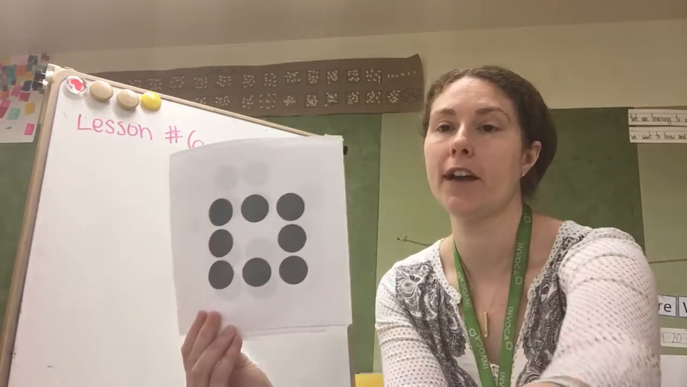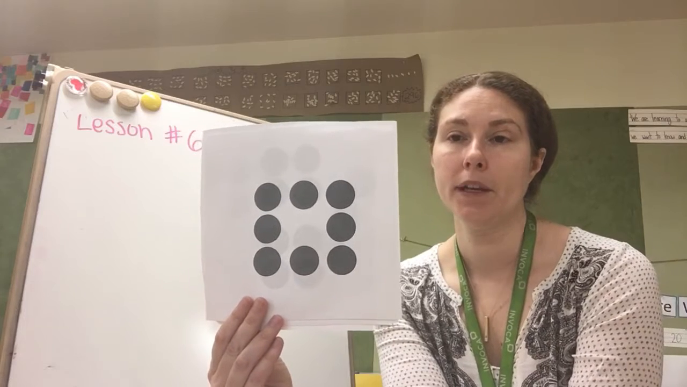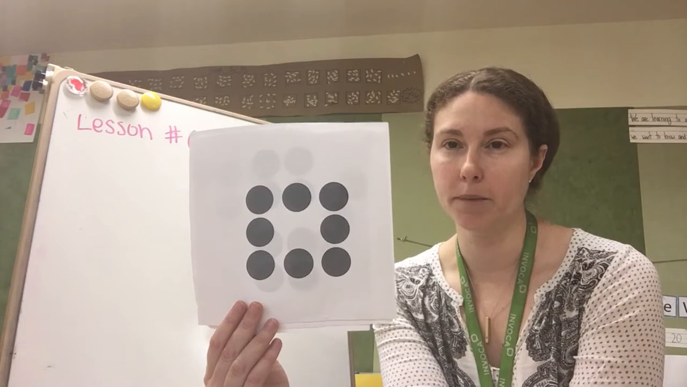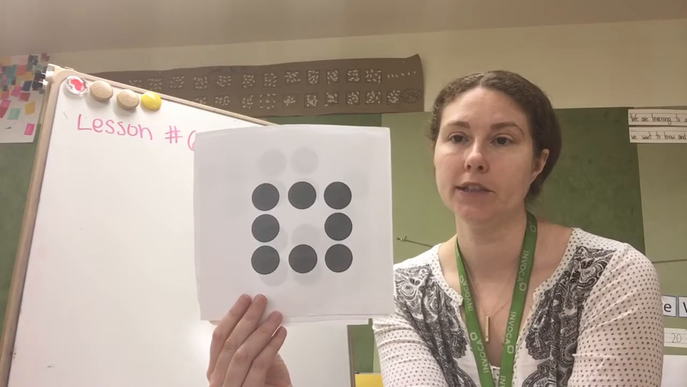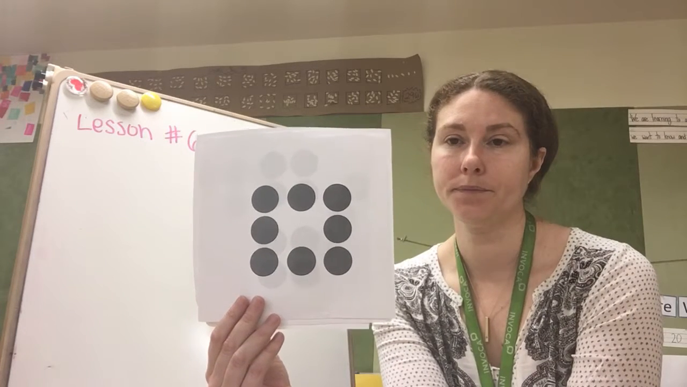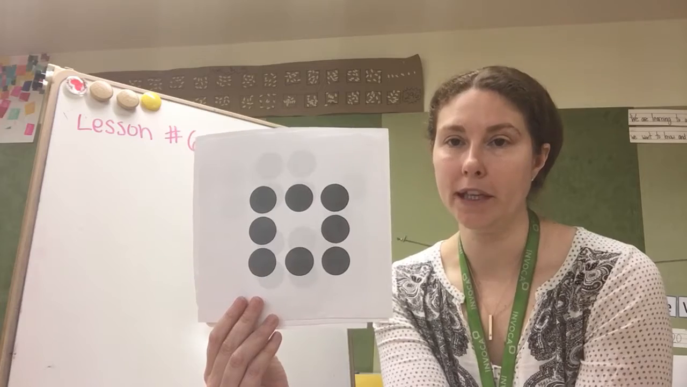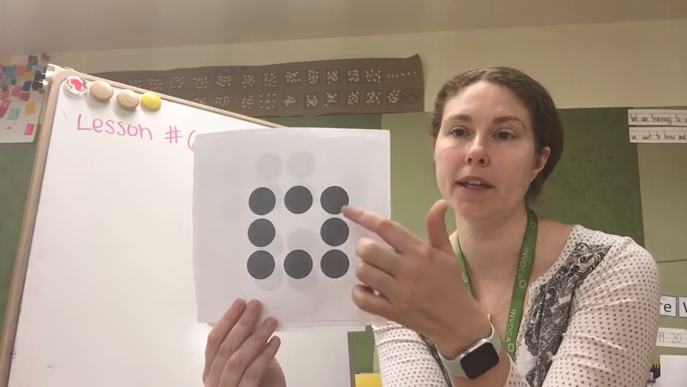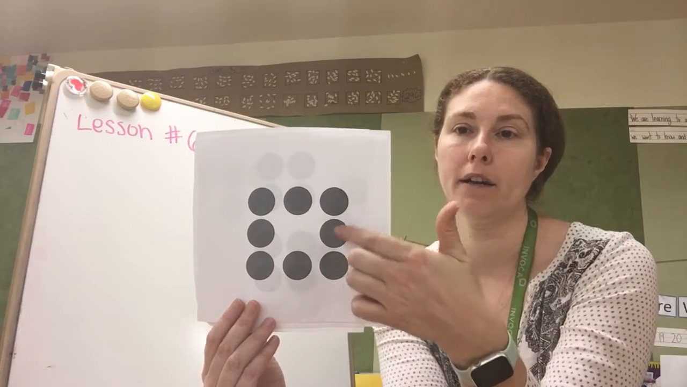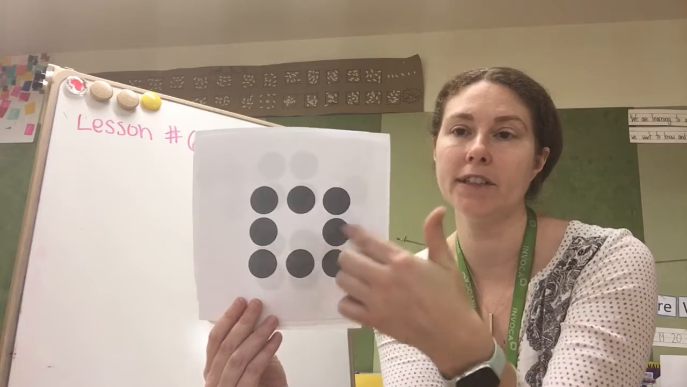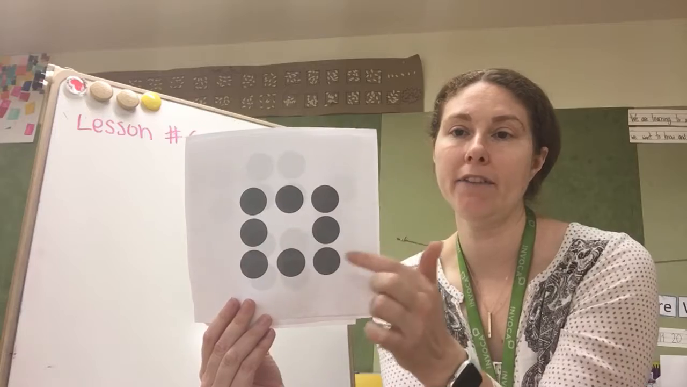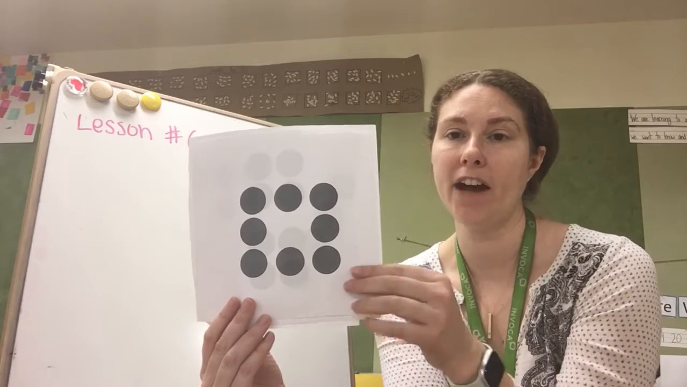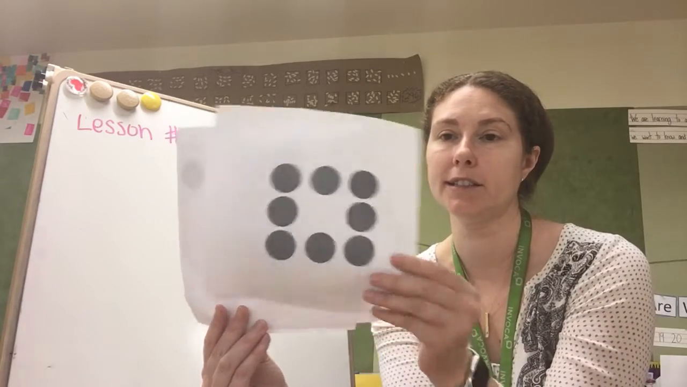Okay, let's look at the next flashcard. Okay, so how would you break this into parts to make 8? This one's tricky. So I think what I'm leaning towards in my mind is maybe the top part, 1, 2, 3, 4, 5, the top 5, and the bottom row of 3. 5 and 3 makes 8. 5 plus 3 equals 8.